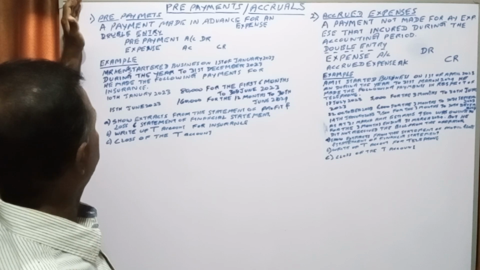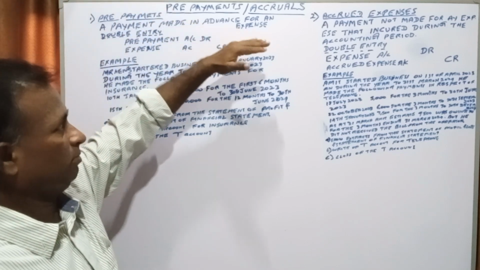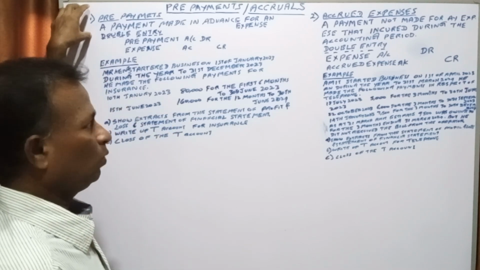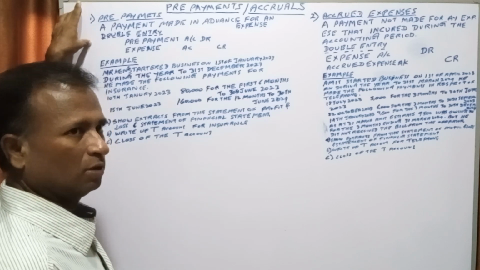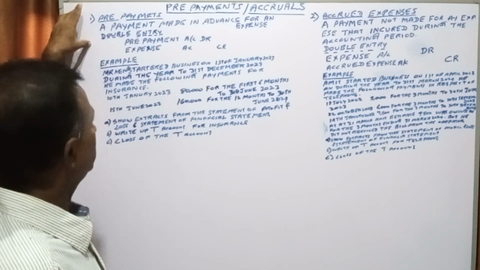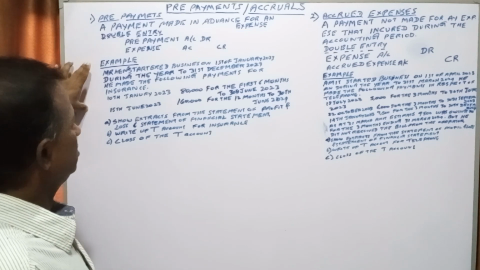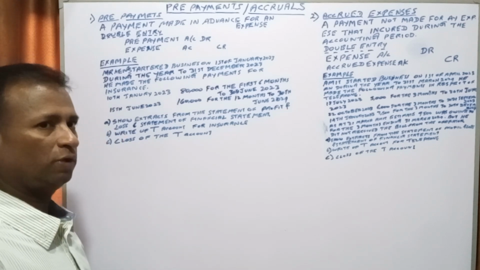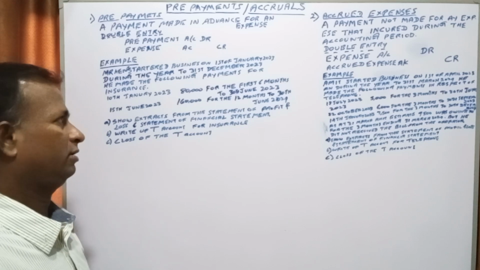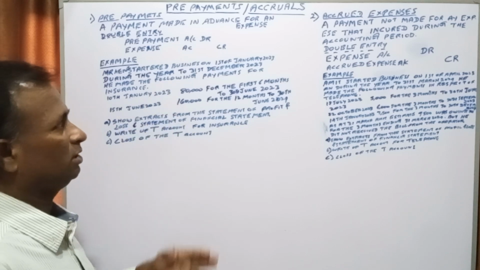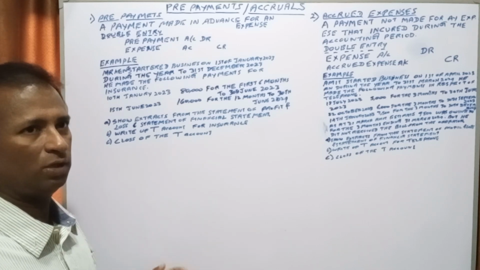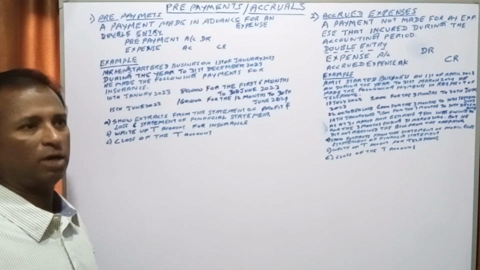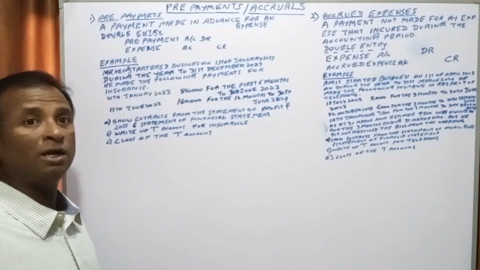I am going to cover the areas of prepayments and accruals. First of all, we will see what a prepayment is and what the definition is, and thereafter we will discuss one example for each. So you will get a clear idea about what prepayments and accruals are, how they will be treated in the profit and loss account, how they will be treated on the balance sheet, and how they will appear in T accounts.